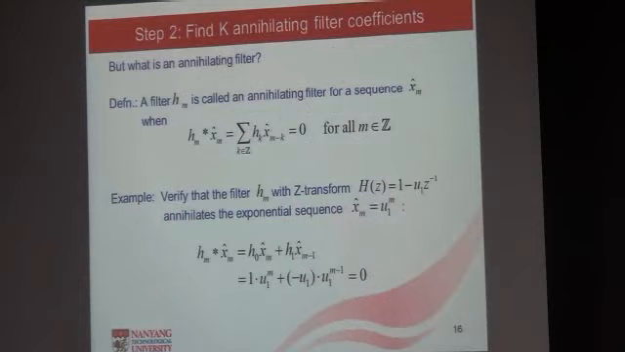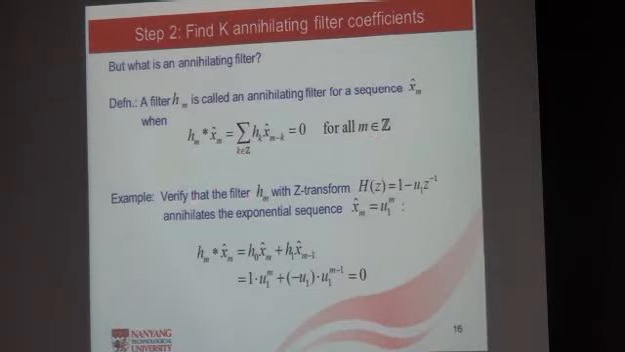So now what we have are 2K spectral values. The next step is to find the K annihilating filter coefficients. And so what is an annihilating filter? An annihilating filter is such that if you convolve it with a signal or a sequence, x hat of m in this case, it's going to give you 0 for all the values. So it annihilates the signal.